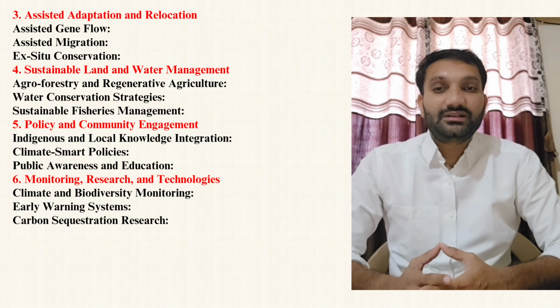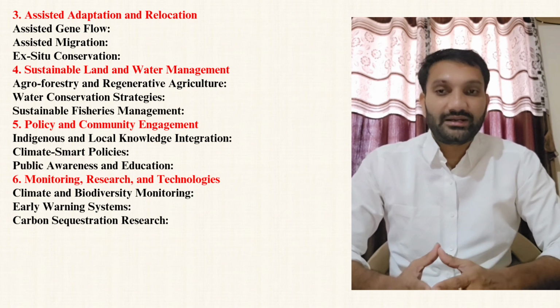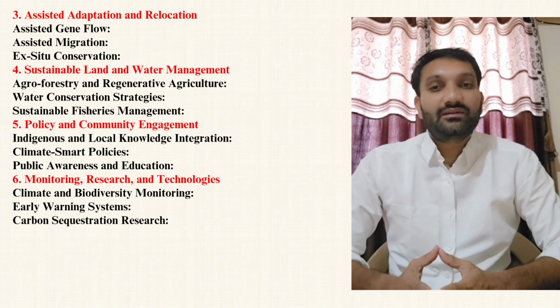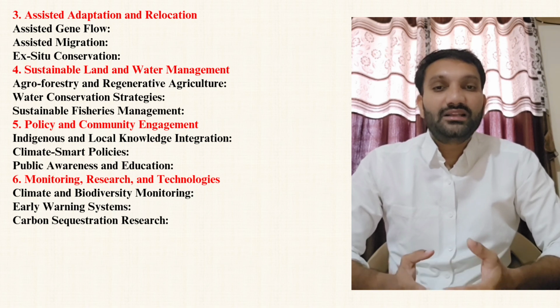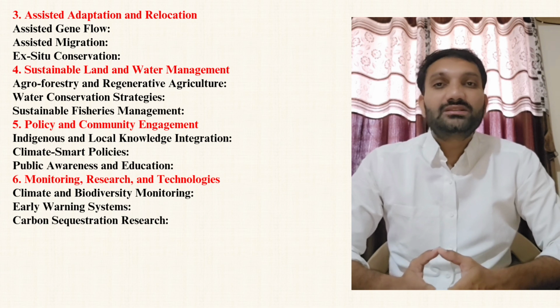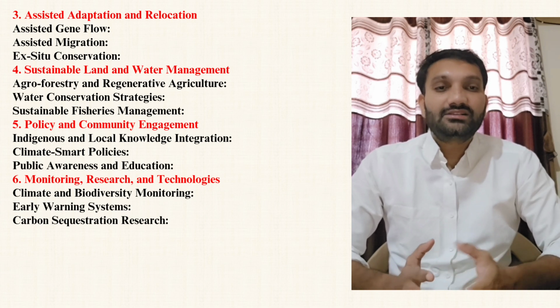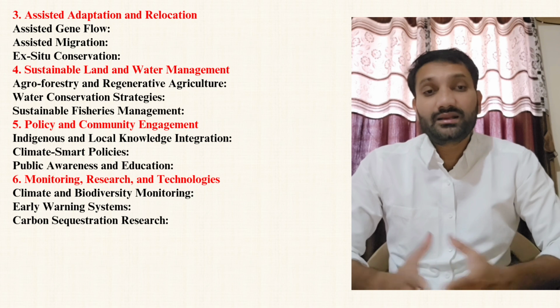Next, assisted migration, relocating species at risk of extinction to a more suitable climate. Ex situ conservation, using seed banks, zoos and botanical gardens to preserve threatened species. So in ex situ conservation, we can use seed banks, zoos and botanical gardens to preserve the threatened species, the endangered or critically endangered, even the vulnerable species.